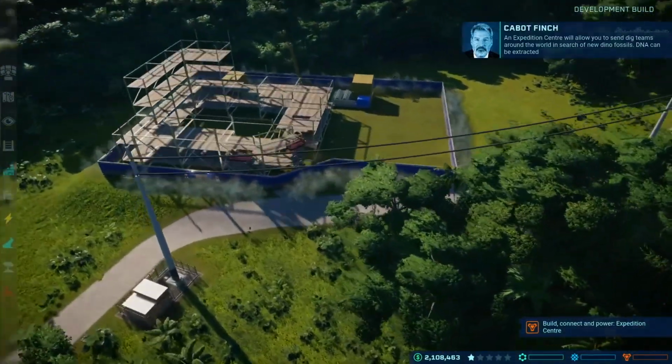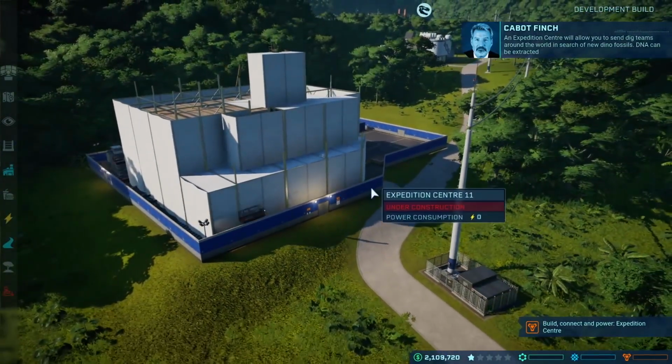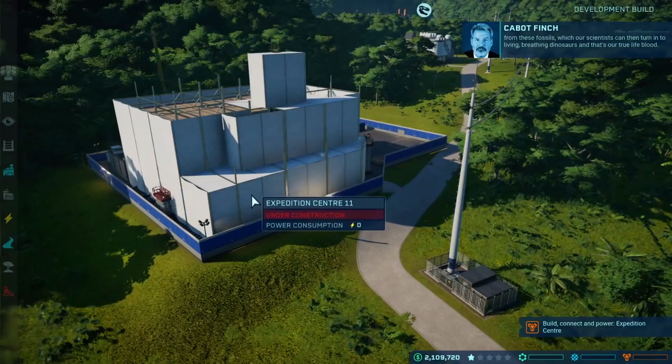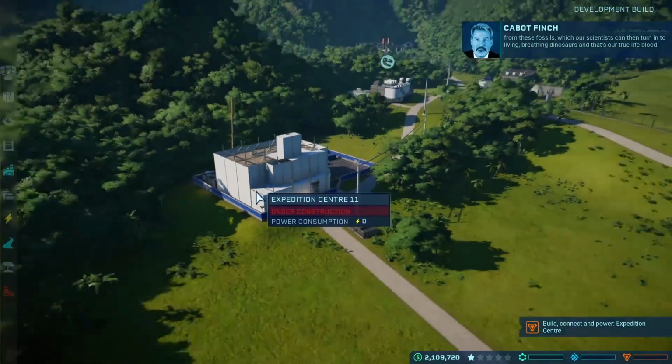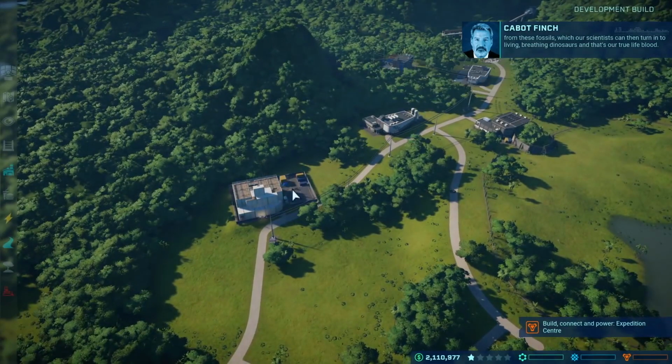An expedition center will allow you to send dig teams around the world in search of new dino fossils. DNA can be extracted from these fossils, which our scientists can then turn into living, breathing dinosaurs. And that's our true lifeblood.